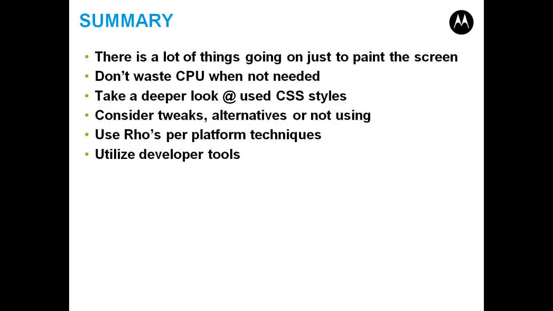All right, so in summary, there's definitely a lot of things going on when we're just painting the screen, right? We take it for granted. Think about the things that are actually doing that. Use the tools to take a look at where the CPU is being spent in terms of painting, recalculating styles, right? And try to avoid those if you can. There's definitely ways you can do that. And also, like I said, take a look at some of these CSS styles and see if you really, really need them. Try to make some of the trade-offs and compromise.